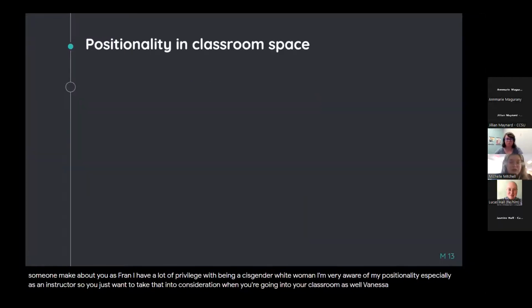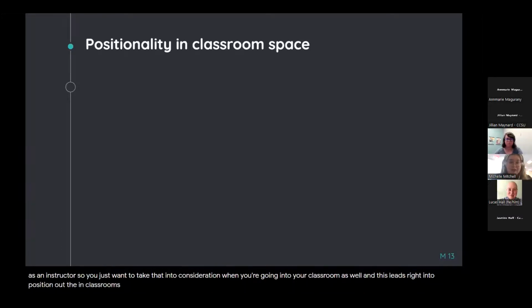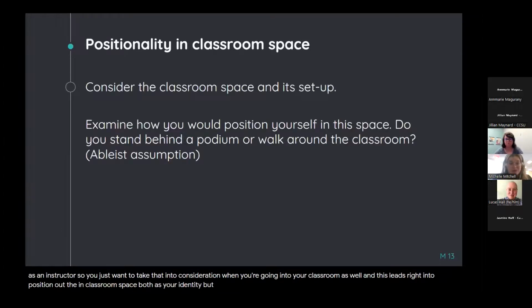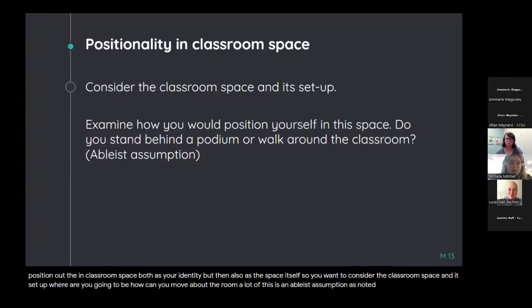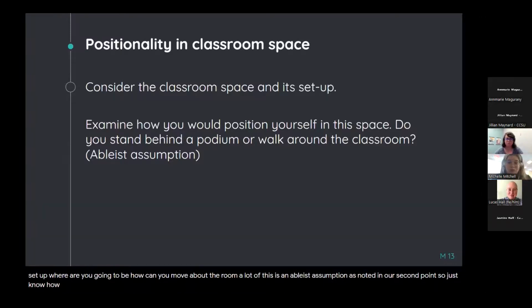This leads right into positionality in classroom space, both as your identity, but also as the space itself. So you want to consider the classroom space and its setup. Where are you going to be? How can you move about the room? A lot of this is an ableist assumption, as noted in our second point. So just know how you can set yourself up well, and what might be a disadvantage for yourself or even the students.